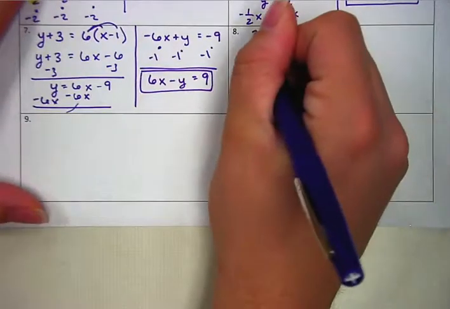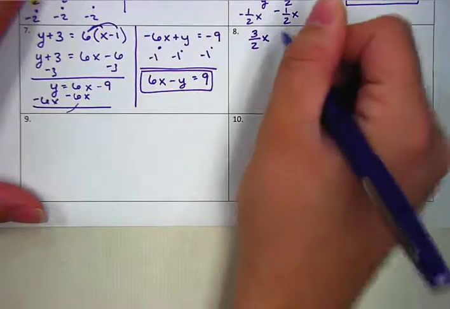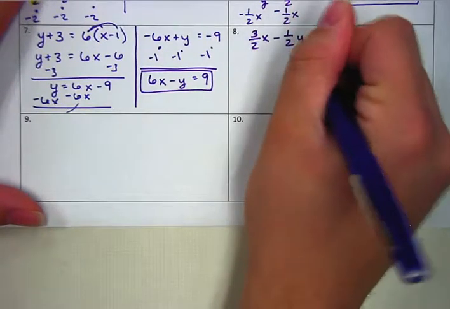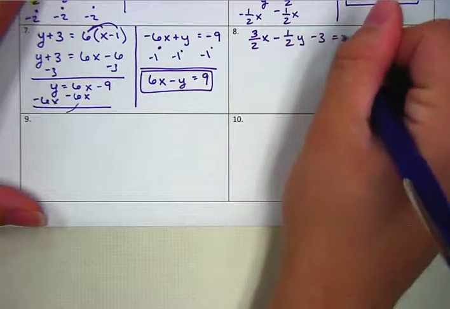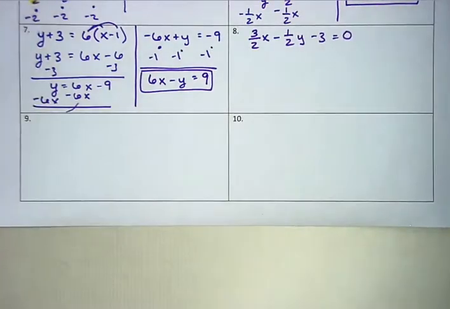So this is just going to be kind of a crazy equation. It's not really going to be any form. So 3/2 x minus 1/2 y minus 3 equals 0. This isn't point-slope, this isn't slope-intercept, this isn't standard. But we want to get it into standard.